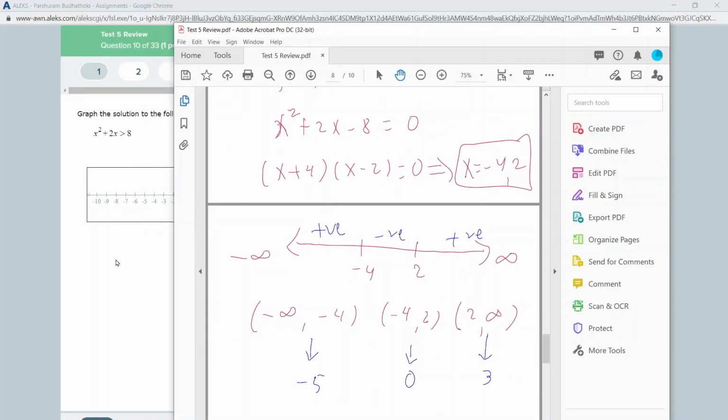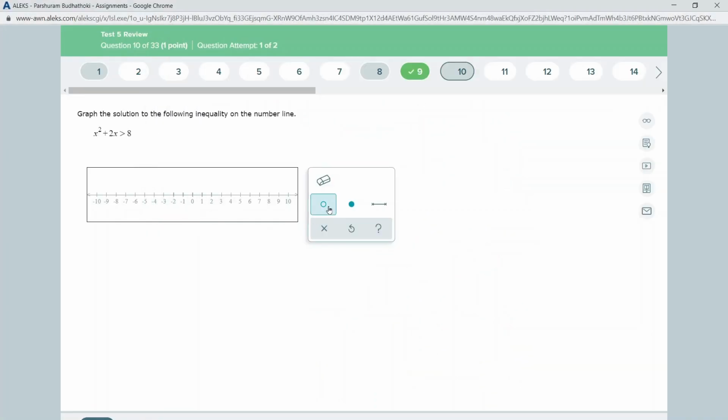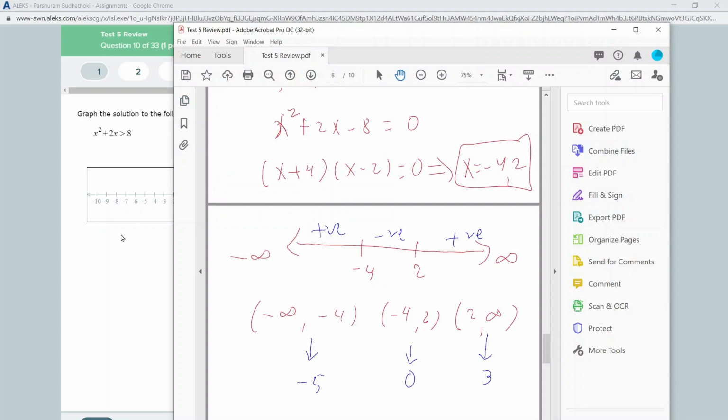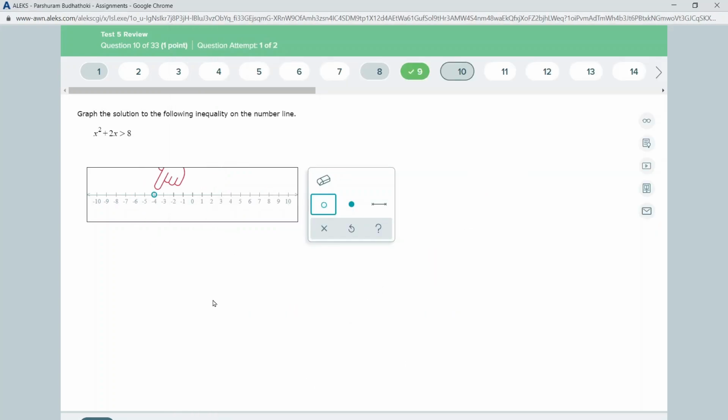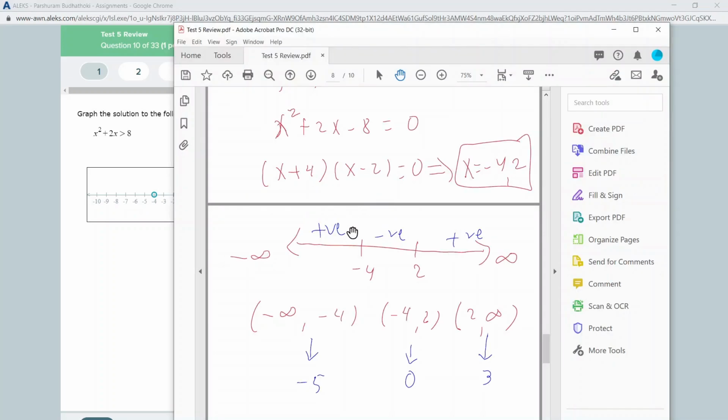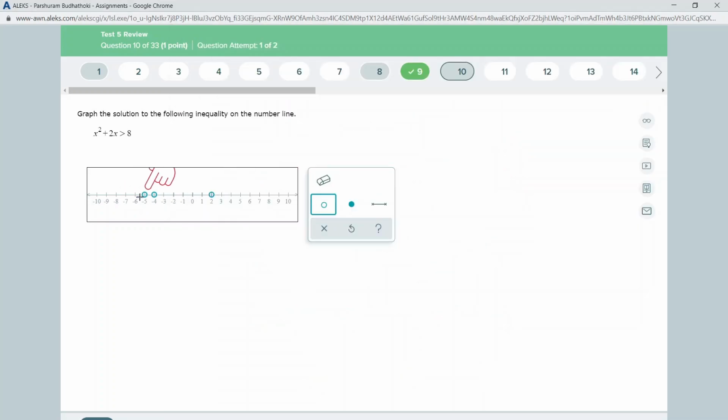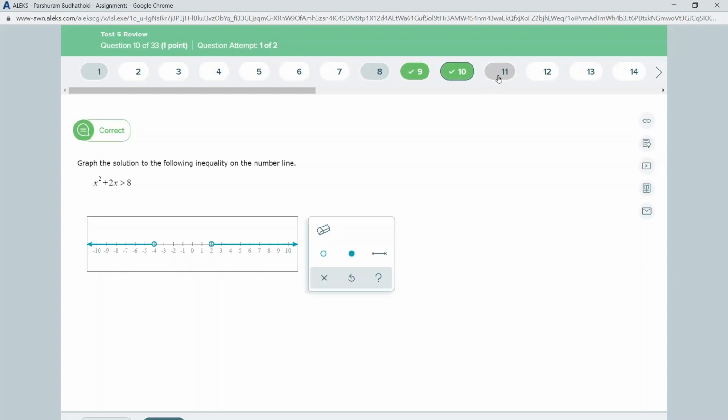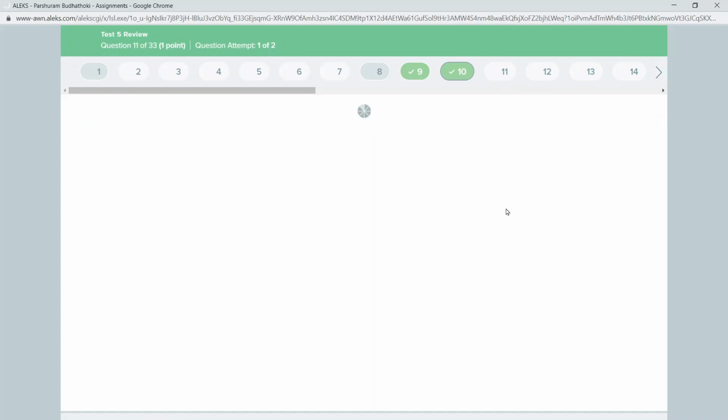Let's see how they're asking us to put the answer. This time, because zeros are not included, you have to use the circle at these zeros, negative 4 here and positive 2. Okay, negative 4 and 2 are the zeros. We are not including them, and we need to graph the left interval and then the right interval. So let's check that. Correct. Let's go to the next problem.